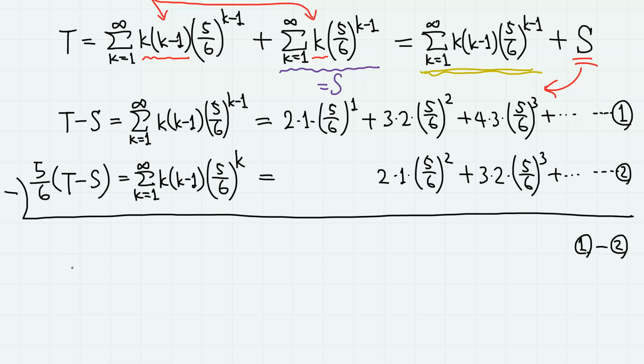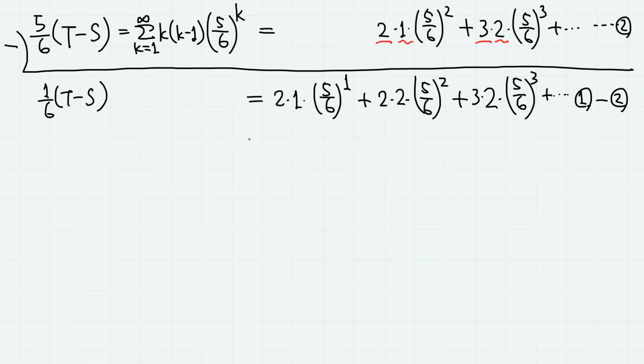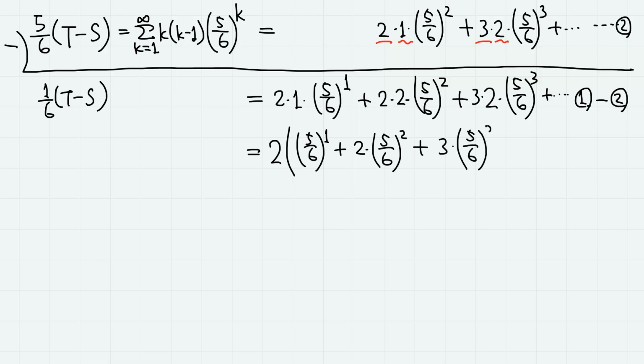Similarly, we subtract the bottom one from the top, so we have 1/6 t minus s equals, first we have this term, then for the next term we have 2 times 3 minus 1, so we have 2 times 2 times (5/6)^2, plus 3 times 4 minus 2, so we have 3 times 2 times (5/6)^3, and so on. And we can write the right hand side as 2 times 5/6, then 2 times (5/6)^2, then plus 3 times (5/6)^3.